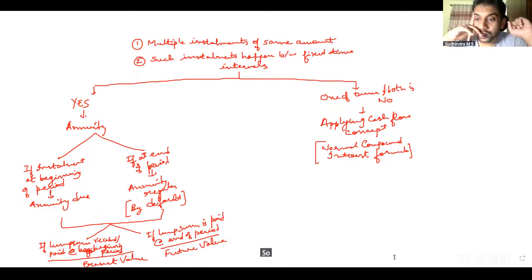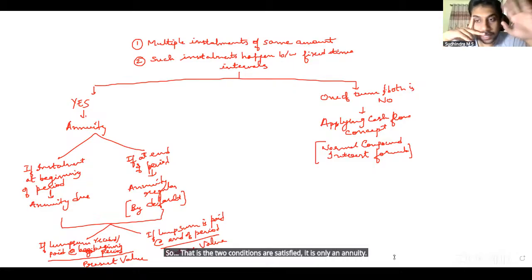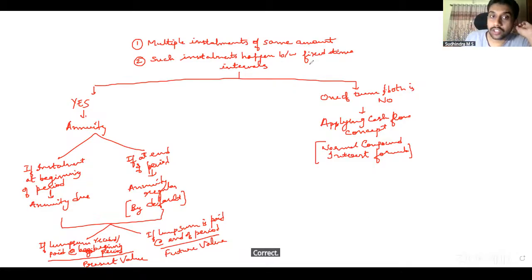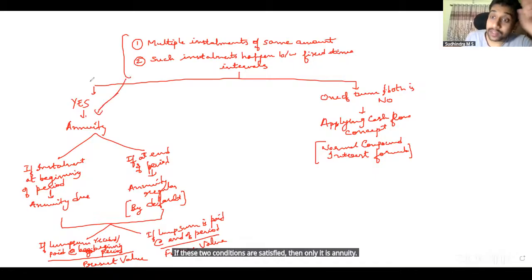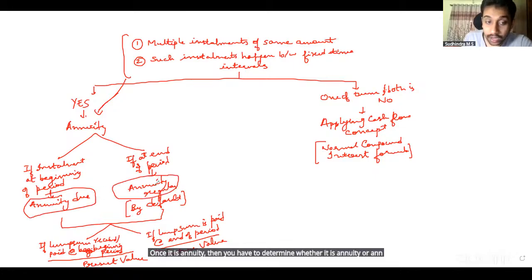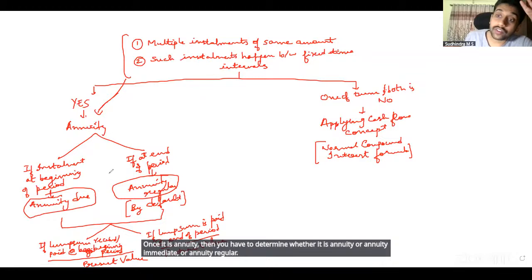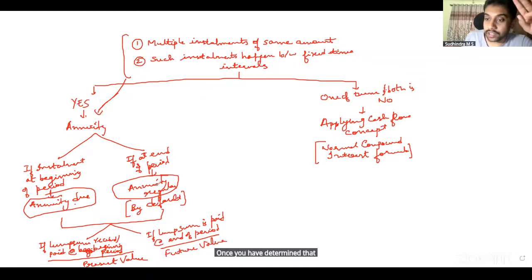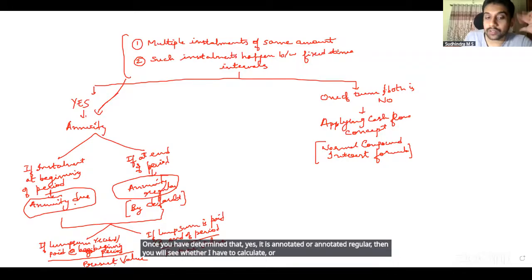Sir, if the two conditions are satisfied, then it is only an annuity. Correct. Once it is annuity, then you have to determine whether it is annuity due or annuity immediate or annuity regular. Once you have determined that, you will see whether I have to calculate present value or future value.